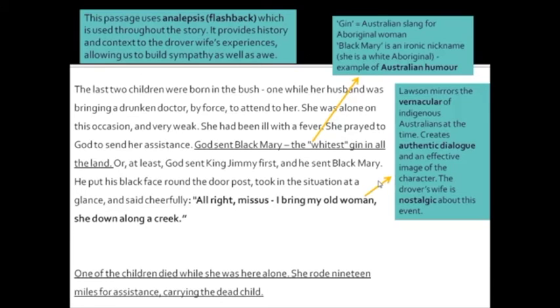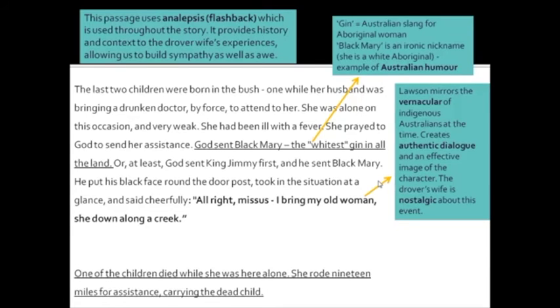So at this point, the drover's wife is quite nostalgic, or she is remembering the past with fondness or happiness. She's remembering a happy moment, even though it may not seem that way at this point, but she's nostalgic. Okay, so the tone changes very quickly at the end here though.